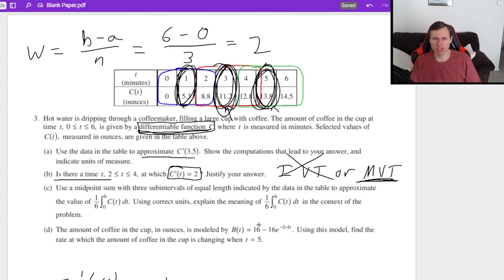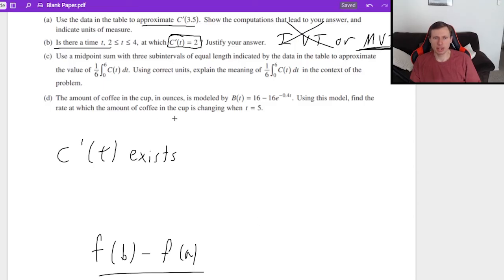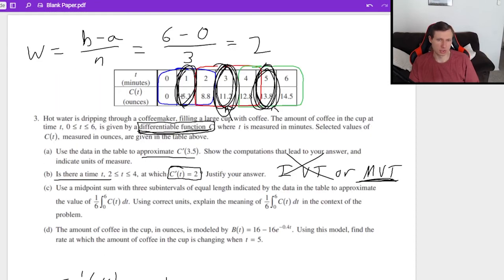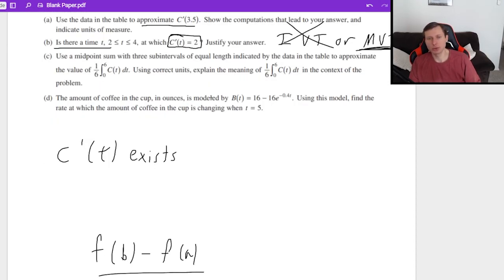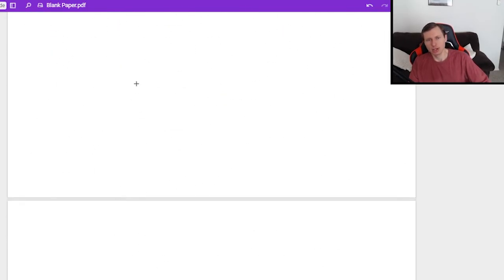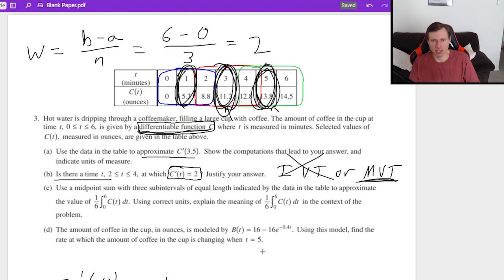And then finally, part D. The amount of coffee in the cup in ounces is modeled by that equation. I'm kind of confused because I thought that was given by C of t. But I guess we're going to use B of t now. It doesn't matter. Using this model, find the rate at which the amount of coffee in the cup is changing when t equals 5. So if you want to find the rate at which coffee in the cup is changing, that's just the derivative. They're really just asking us, hey, what's the derivative b prime of t at t equals 5? I think it was 5. Let me double check. Yeah, at t equals 5.